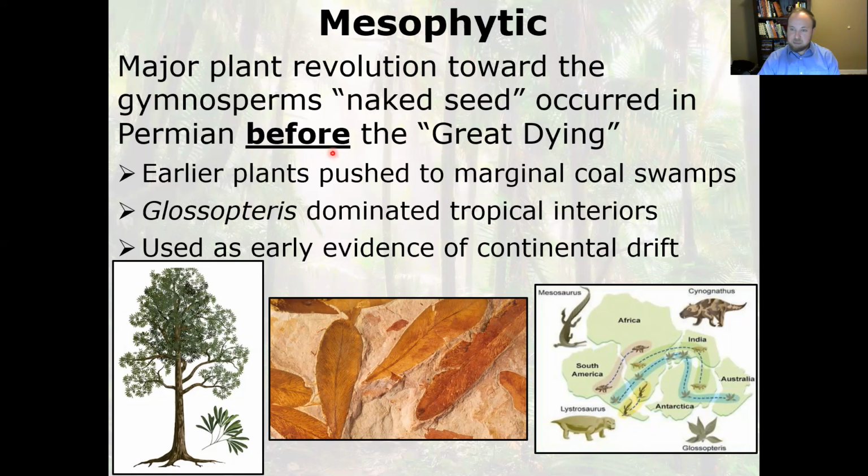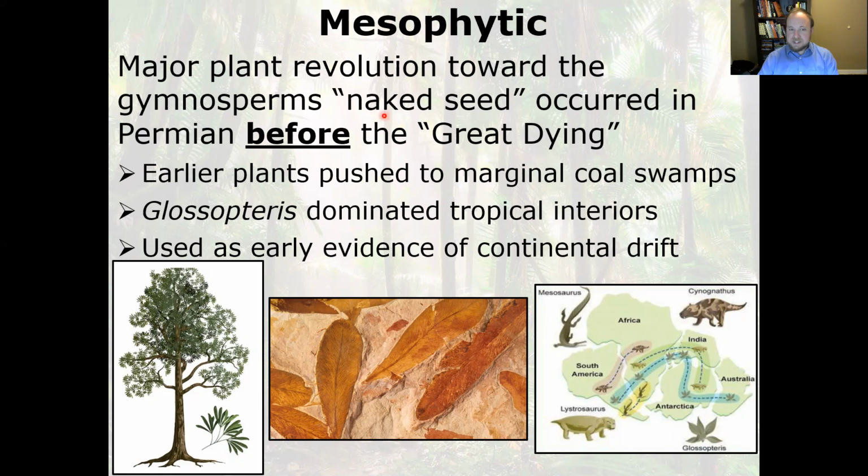So this transition in plant life, this major upheaval, this major revolution from the Paleophytic flora dominated by very early vascular plants, transitioning into the very earliest forests, occurs before the end of the Permian. So it happens during the Permian, and actually at the end of the Permian during the Great Dying, plants aren't super affected by it. They go on almost as normal.